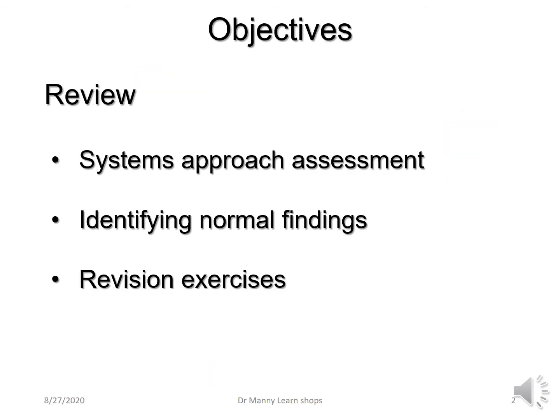This is part 3 of the Pediatric Physical Assessment, which is entitled Using a Systematic Approach. The objectives for this session are to look at a systems approach to assessment and identify normal findings, because if you can identify normal, you will know what is abnormal. You might not know what it is, but you will certainly know that it is not normal. And then again, we'll do some revision exercises as we go through.